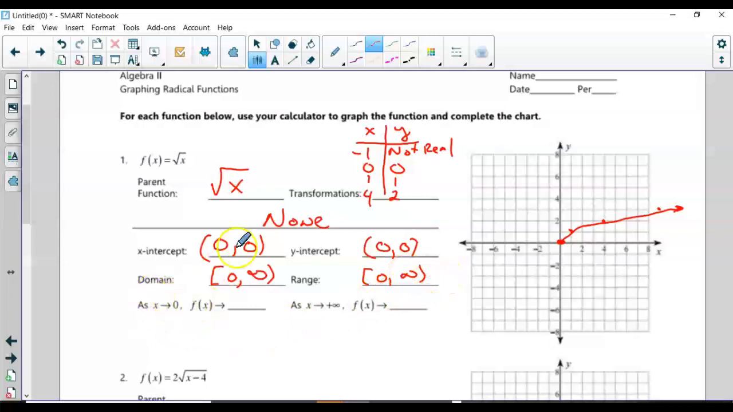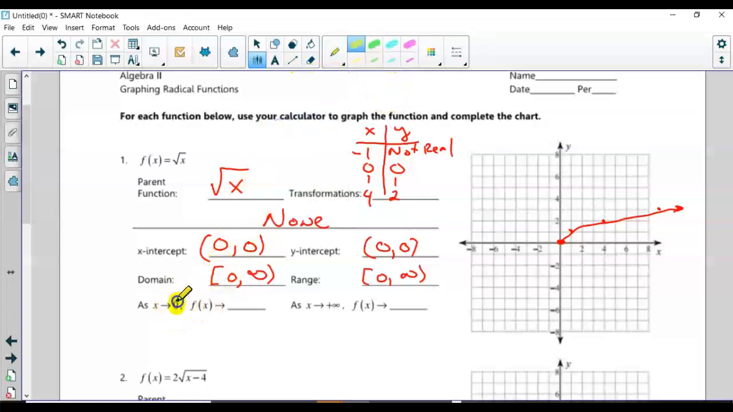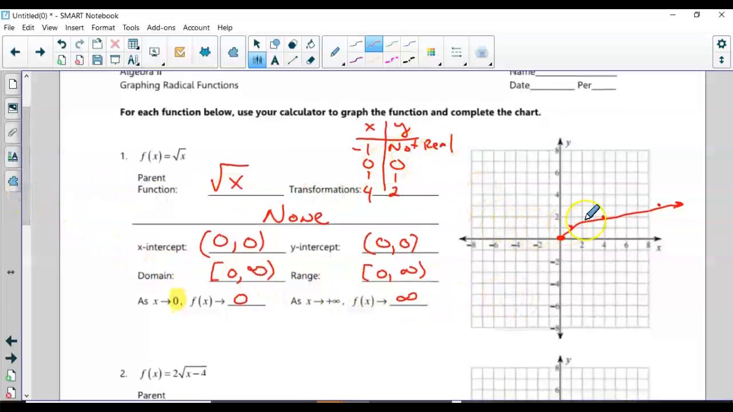End behavior. Notice this is a little bit different, right? Before we were going to infinity, now we're going to 0. You might see it sometimes put in as infinity, but you're limited on the output because you have no negatives. So as we approach 0, the f of x actually goes to 0. As x goes off to infinity, y goes off to infinity for the parent function. All right, so let's move down to number 2. So that's the parent function where we didn't move anything.